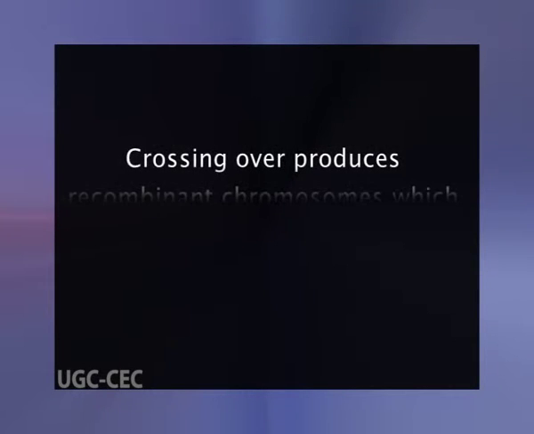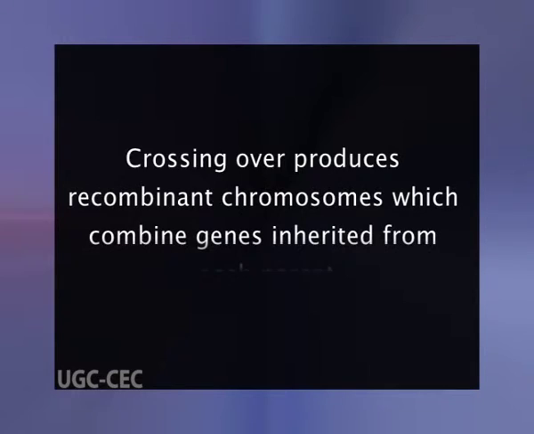Crossing over produces recombinant chromosomes, which combine genes inherited from each parent. Crossing over begins very early in prophase I, as homologous chromosomes pair up gene by gene. In crossing over, homologous portions of two non-sister chromatids exchange DNA material. For humans, this occurs 2 to 3 times per chromosome pair.